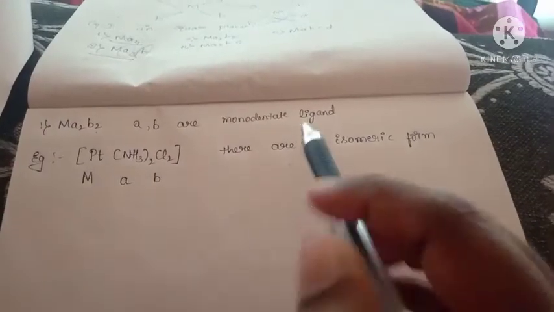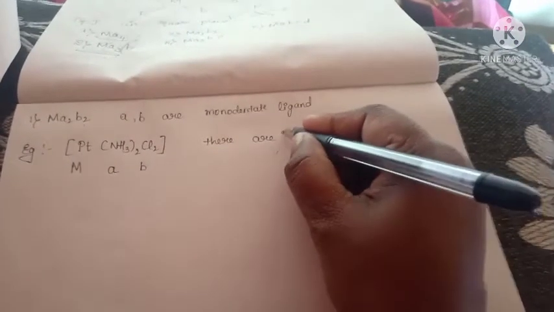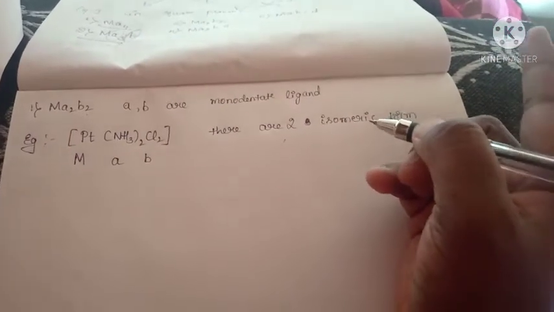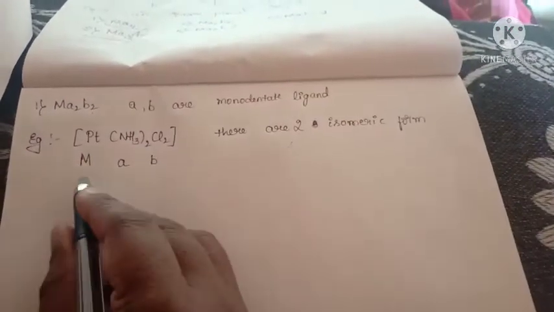Okay, here there are not 3 isomeric forms. There are only 2 isomeric forms. One isomeric form will be the same. I will write it.